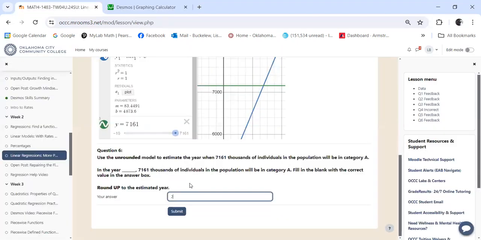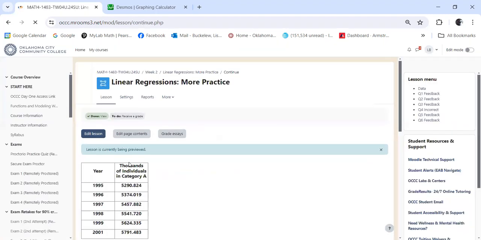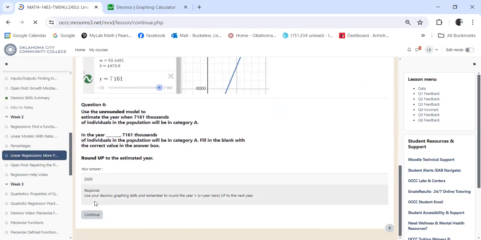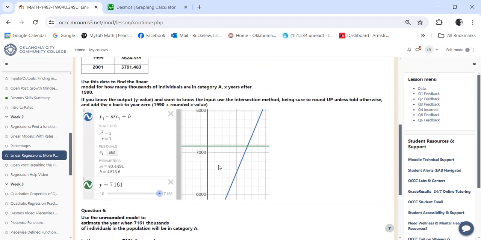So our year will be 2028 because we have to add it to our start year. Let me see how I did. We generally want to round those up. No, it doesn't like that. Use your Desmos graphing skills and round the year up to the next year. Well, I believe I did.